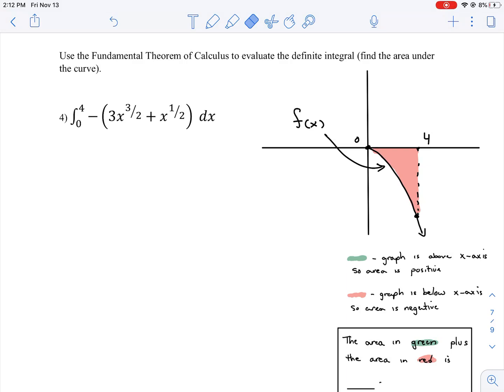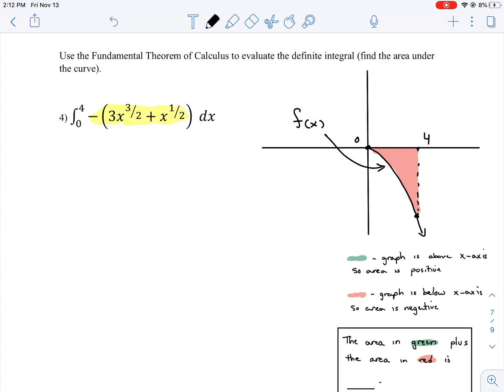Hello class, in this video I'll be showing you how to use the Fundamental Theorem of Calculus to find the value of a definite integral. Let's begin. So we want to evaluate this definite integral from 0 to 4 of this function that I'm highlighting in yellow.